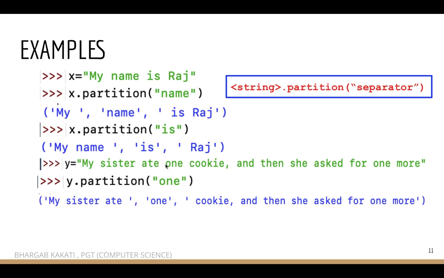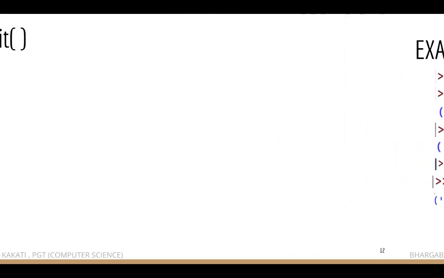Here you can see that "one" has occurred multiple times. Here it has appeared once, and here it has appeared one more time. But it will separate it at the first occurrence of the "one". So it will divide the entire string into three parts: before the separator, that is "my sister ate", the separator, that is "one", and the part after the separator, that is "cookie and then she asked for one more". So the entire string is divided into three parts. Is it clear? I hope that it is clear.